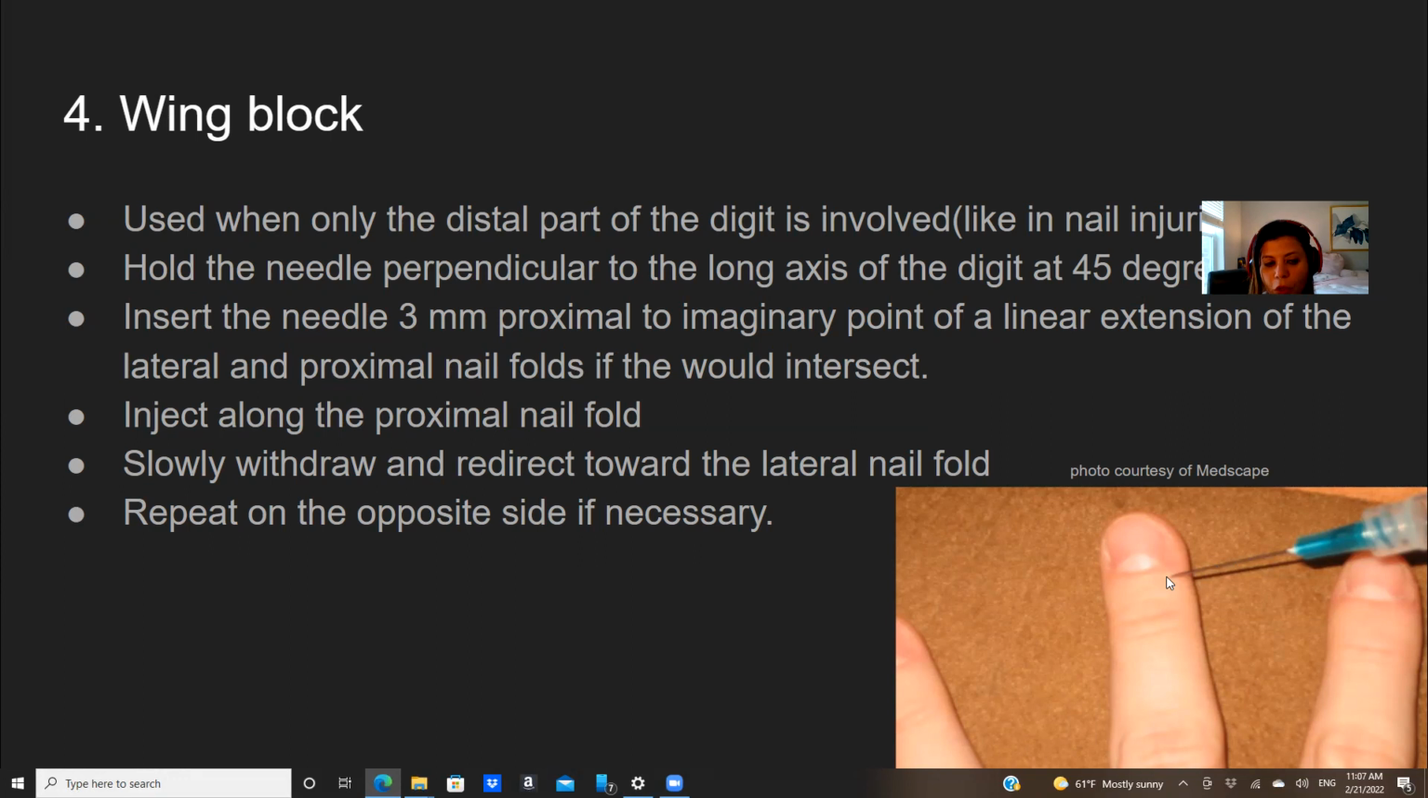When you inject, you're going to inject first along the proximal nail fold, so in this area right here. And then you're going to reposition the needle without withdrawing the needle, and you're going to inject into the lateral nail fold. So you can get this whole side. Proximal first, move the needle, and inject laterally. You're going to repeat the exact same thing on the other side, so you can get the whole distal digit now.